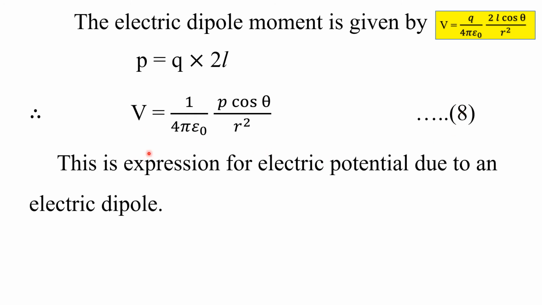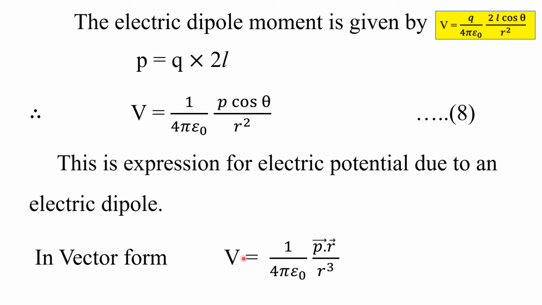So this equation 8 is nothing but the electric potential due to an electric dipole. In vector form, V is equal to 1 upon 4 pi epsilon 0 P dot R upon R cube. If we multiply equation 8 and divide by R into R, so P into R means what? PR cos theta means P dot R, and this R square into R means R cube.